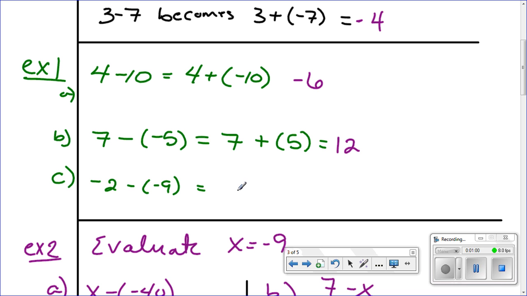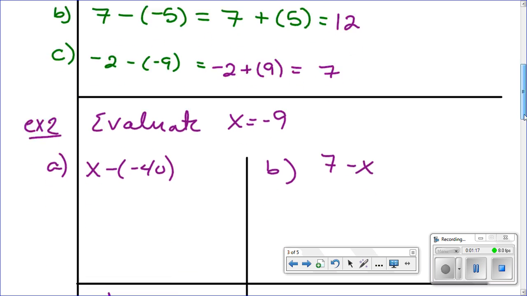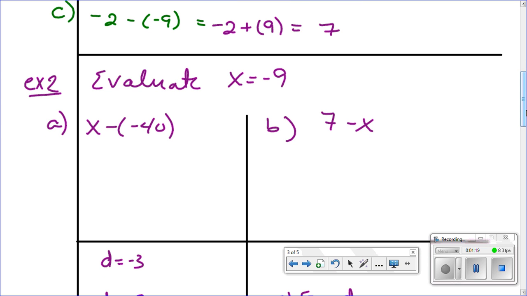Negative 2 minus a negative 9. The negative 2 does not change, but this becomes plus 9. Opposite signs, we subtract, 9 minus 2 is 7. 9 is the bigger number, so it is positive. So our answer is positive. That's one way of looking at it. We will look at different ways later as we go into different chapters.